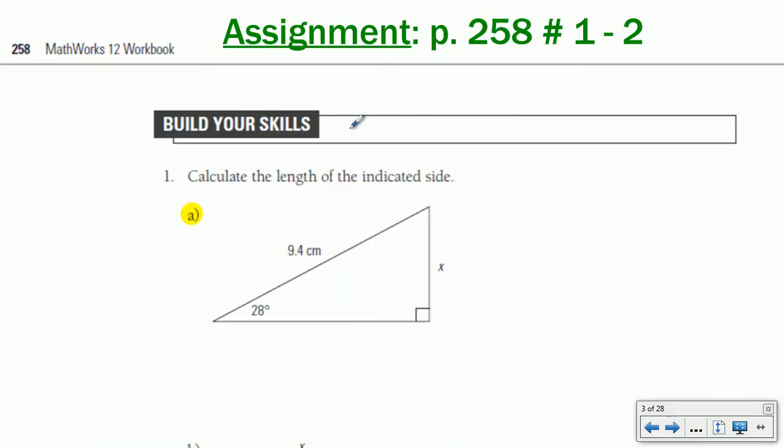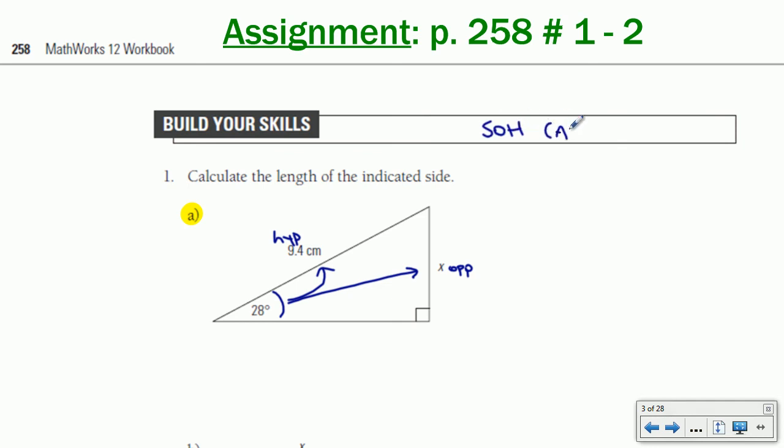We'll do one more question, 1a on page 258. In this example, we need to figure out the indicated side x. This is our reference angle. The side here is called the opposite, and the one opposite the right angle in a right angle triangle is known as the hypotenuse.